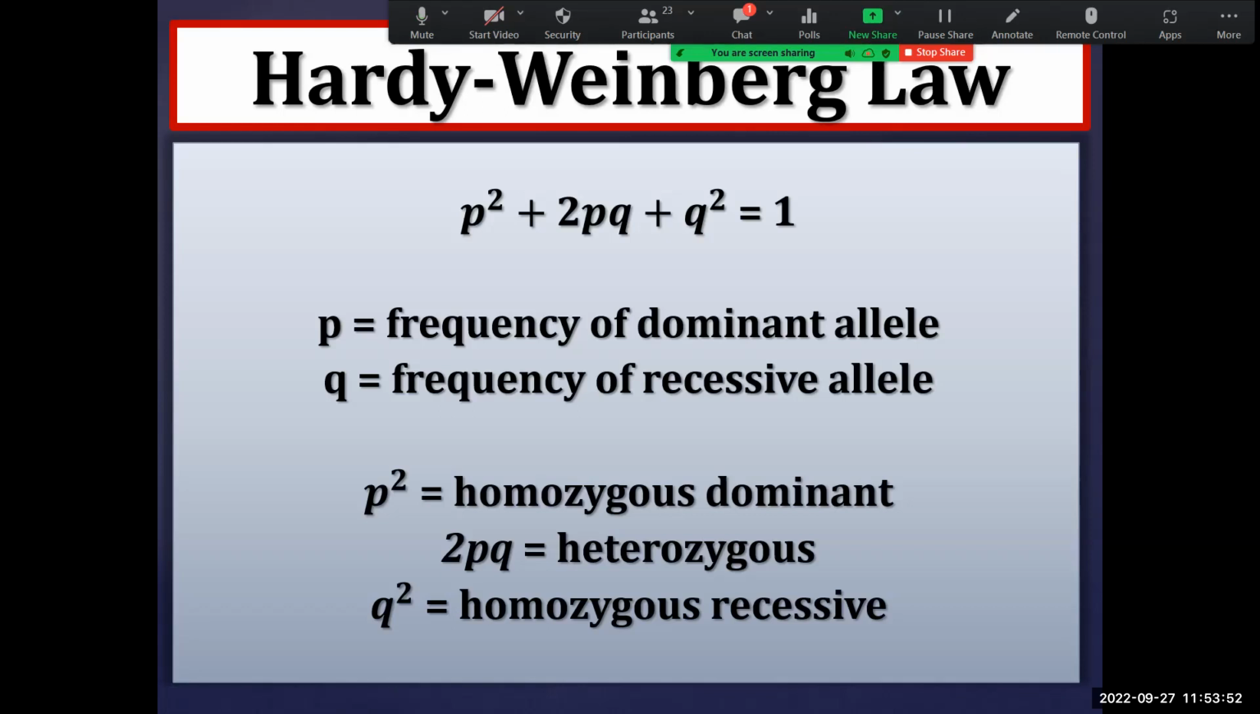So one more time, because it's so important to memorize the information on the slide, the equation itself is p squared plus 2pq plus q squared will equal 1. The variable p will represent the frequency of the dominant allele within the gene pool. The q will represent the frequency of the recessive allele within the gene pool. P squared will represent the frequency of the homozygous dominant genotype. 2pq will represent the frequency of the heterozygous genotype. And q squared will represent the frequency of the homozygous recessive genotype.